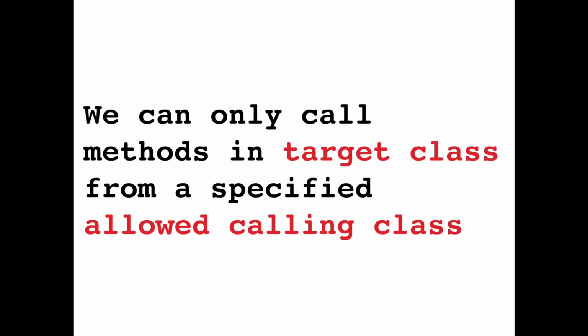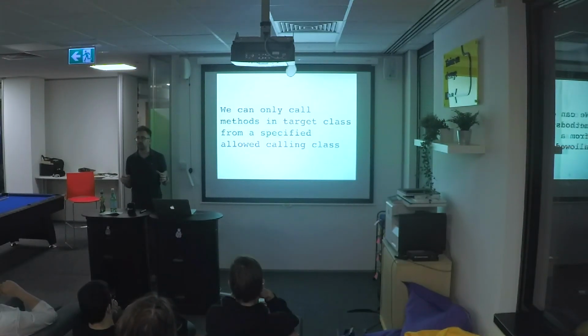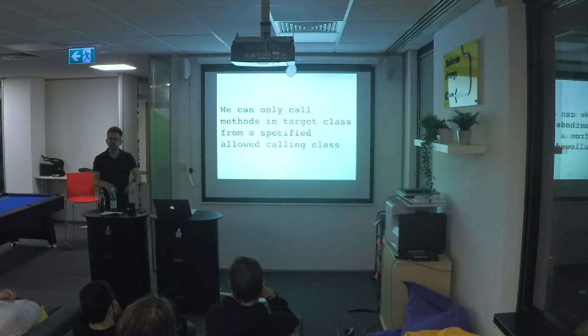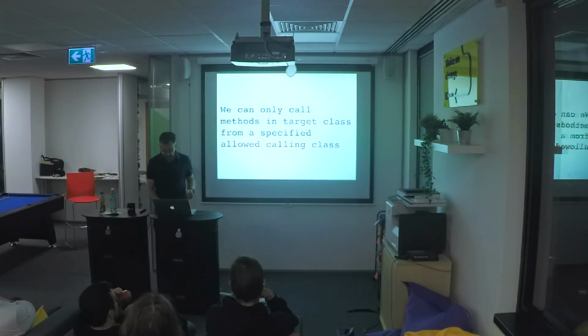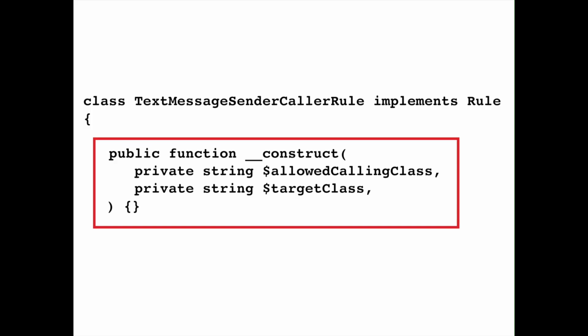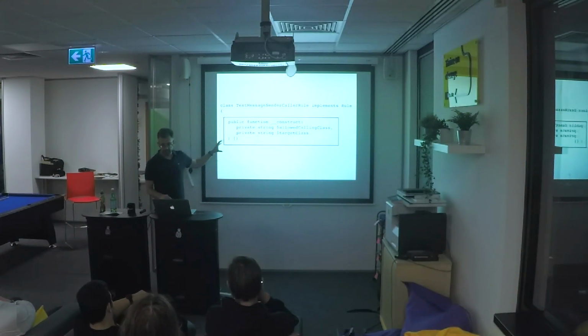What about we say we can only call methods in a target class from a specified allowed calling class? So right now we've made something so specific, it's just useful for this one use case for me. It's no good for you on your projects, or me for similar things on other projects. So what we could do is make this a bit more configurable. We could add a constructor where we say, this is my allowed calling class and this is a target class. And we'll see how that gets wired up in a bit.